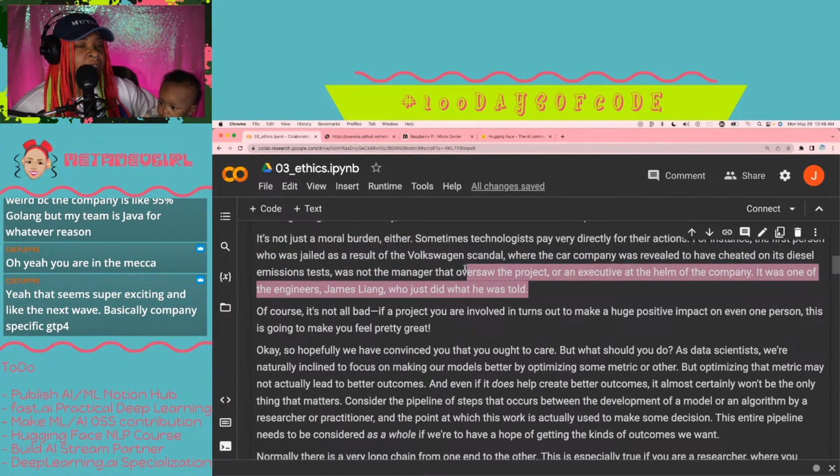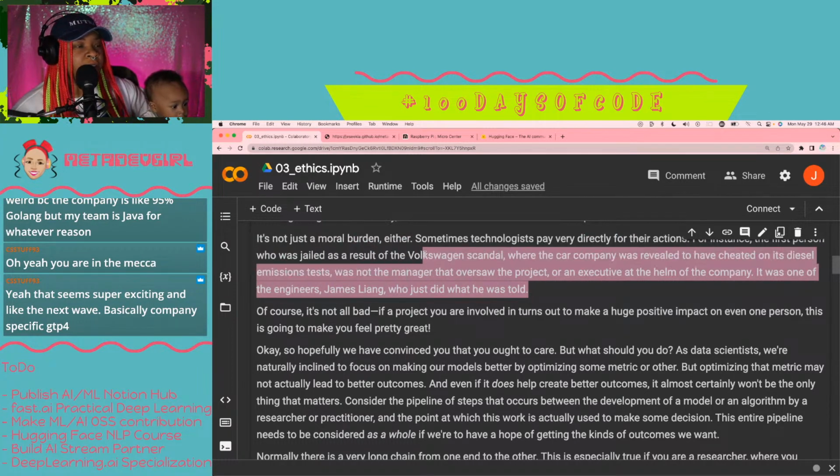Imagine being an engineer on a project and you're the one that goes to jail for something that happens, even if you didn't directly make the choices or didn't have the full oversight into the implications.